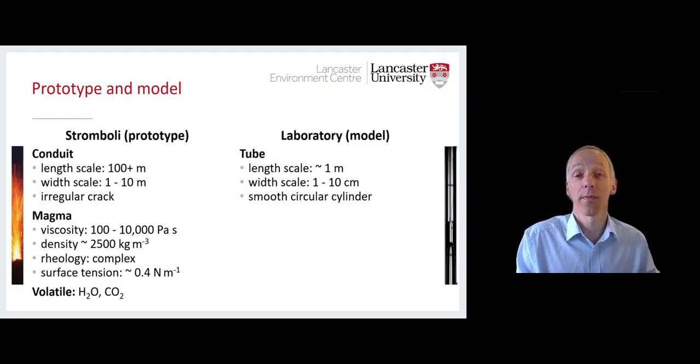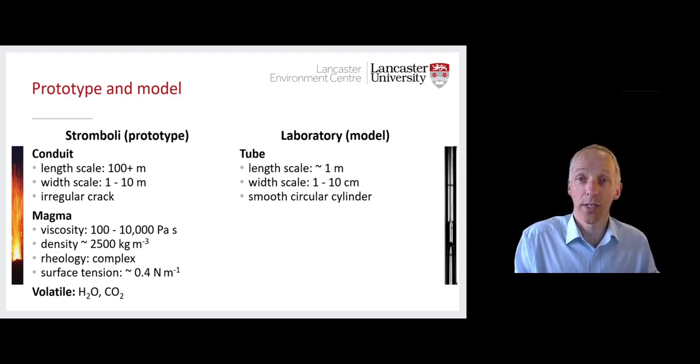To represent this prototype in the laboratory, we want to consider a canonical approach that designs out the complexity of the volcanic system so that we can focus on exploring the first order process. The apparatus also needs to be practical and safe to use. So we might try and represent the conduit using a vertical tube with a length of around a meter and a width of a few centimeters or so.